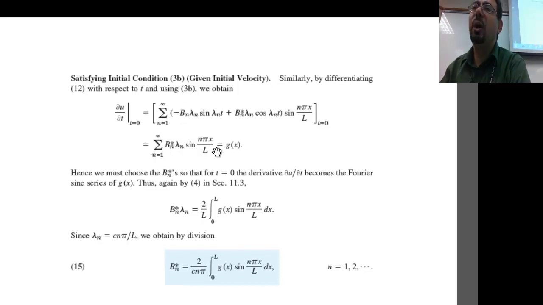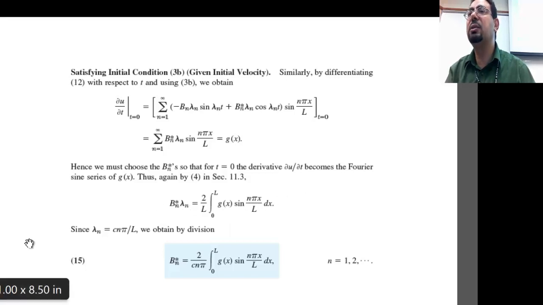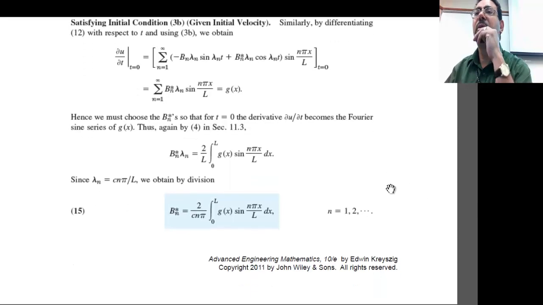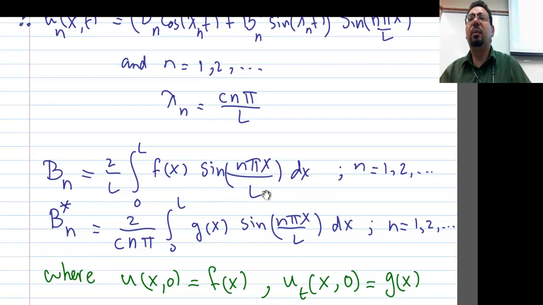And so again, it looked like the Fourier series, but not really, because the constant is different. It has B times the lambda. So B times the lambda is the Fourier sine series. Very good. So I'm just writing it bigger for you.